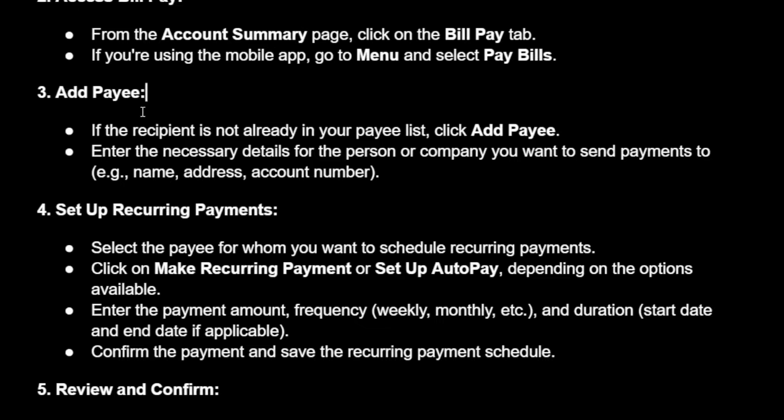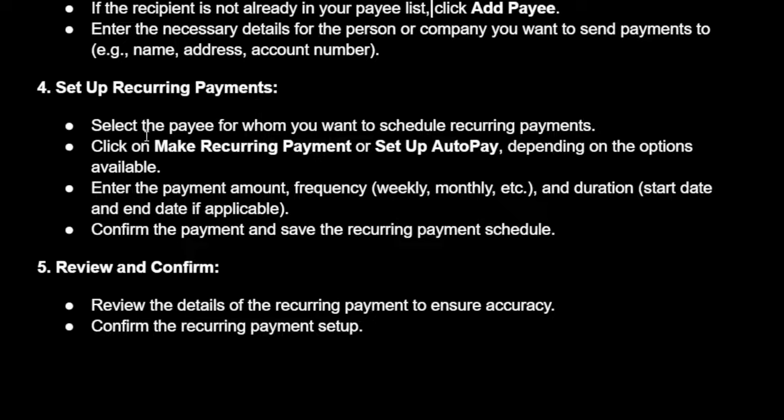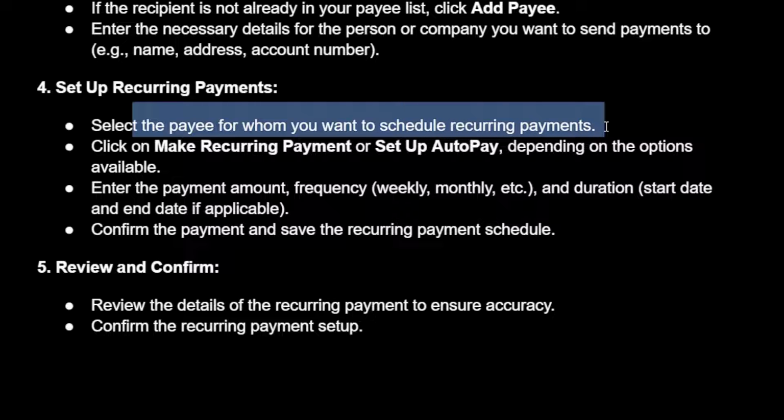Then you add the payee. If the recipient is not already in your pay list, you will click on add payee. Enter the necessary details for the person or company you want to send payments to, for example, the name, address, account number. To set up recurring payments, you will select the payee for whom you want to schedule recurring payments.